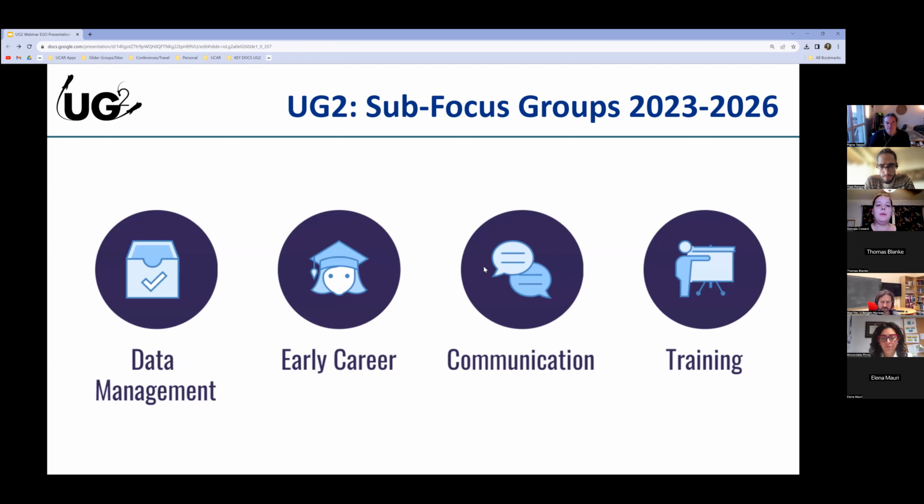And then each steering committee, we have several sub-focus groups, and they really are groups that meet and address challenges that we've identified. Often these groups are formed following discussions and outcomes from previous workshops, and they also help to recommend themes and everything for future workshops and webinar series as well. We have 4 for this steering committee term: data management, early career, communication, which includes our Slack channels and also the website and potentially social media as well, and then a training group as well.